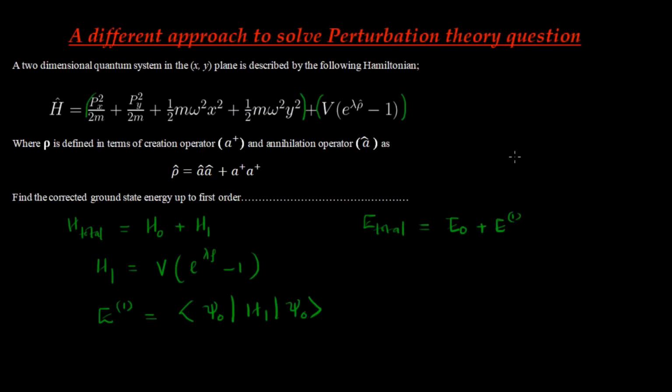We also have to know some properties of the creation and annihilation operators. A plus acting on state 1 will give you square root of 2 times state 2, because it raises the state. A minus acting on state 1 will give you 1 times state 0, because it lowers the state. That's all we have to know to solve this particular question.